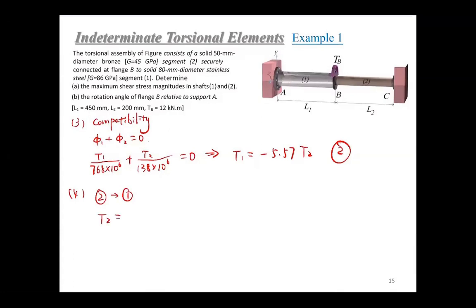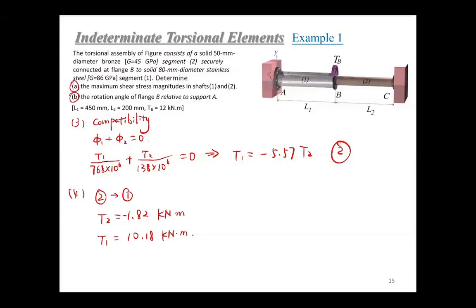Right. So you can solve that. T2 equals negative 1.82 kilonewton meter, and T1 equals 10.18 kilonewton meter. Okay, so we have solved T1 and T2, then question A and question B can be answered.